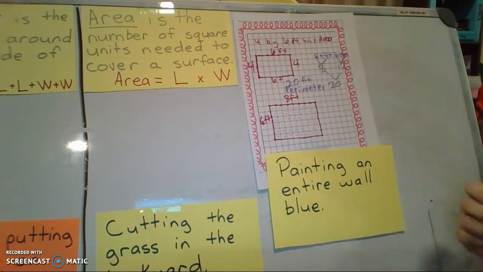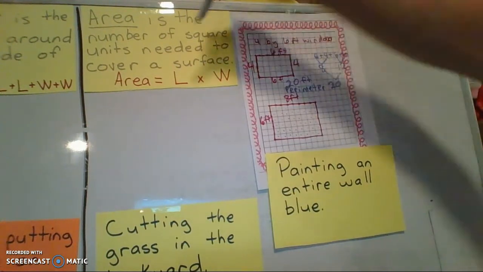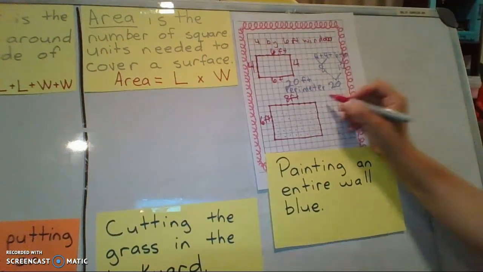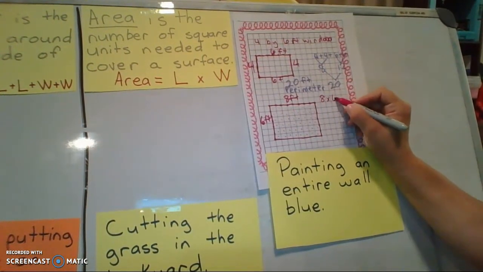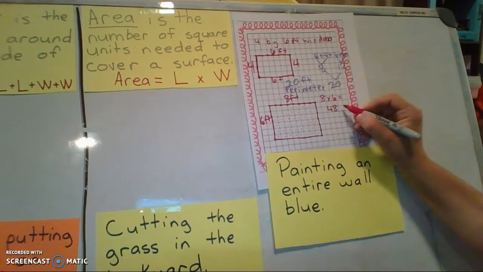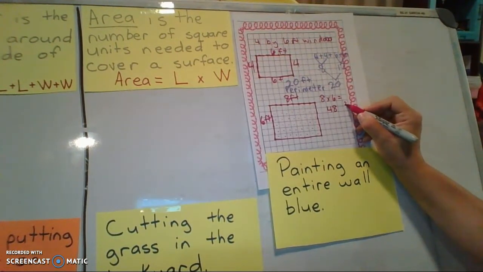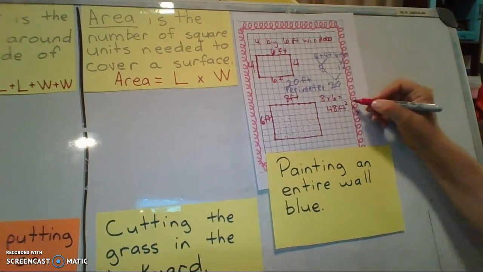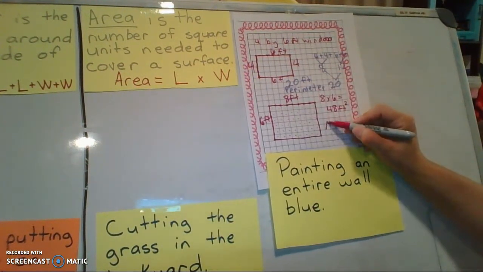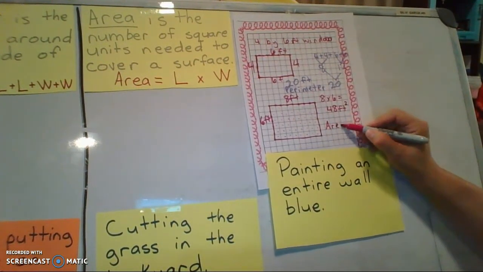Another way to do that is to follow the formula. For the area, I can do length times width. So I can also do 8 times 6, which gives me 48. And my 48 will be square feet. I need to make sure that I put that little 2 right there to indicate that this was me counting the squares. And this right here is area.